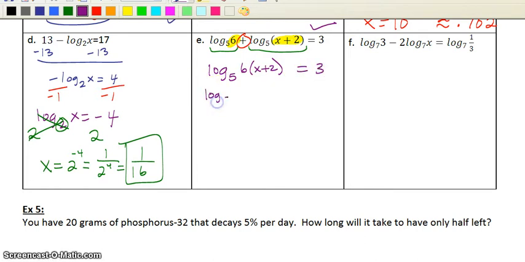I'll go through and simplify that a little more. So I'm multiplying these together, so I'll just go ahead and distribute that right away. So 6 times x is 6x. 6 times 2 is 12. And that whole thing is being logged.